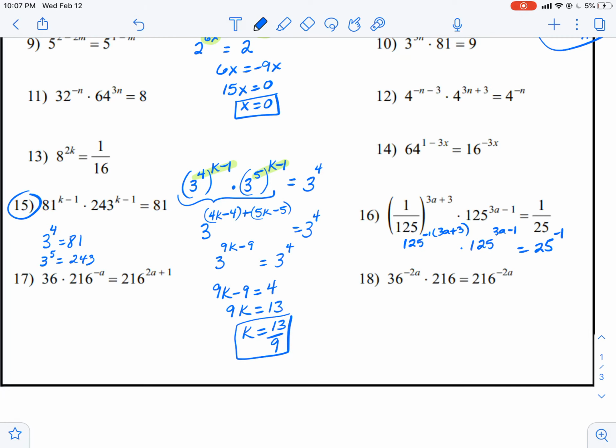Okay? Now, I'm going to come down under here to do it. I'm going to write them all as a power that's the same. Again, the easiest would be 5. So 125 would be 5 times 5 is 25. 25 times 5 would be 125. So that would be 5 to the third. It's already got a negative 1 there, so I'll put a negative 3. 3a plus 3 times 5 to the 3.